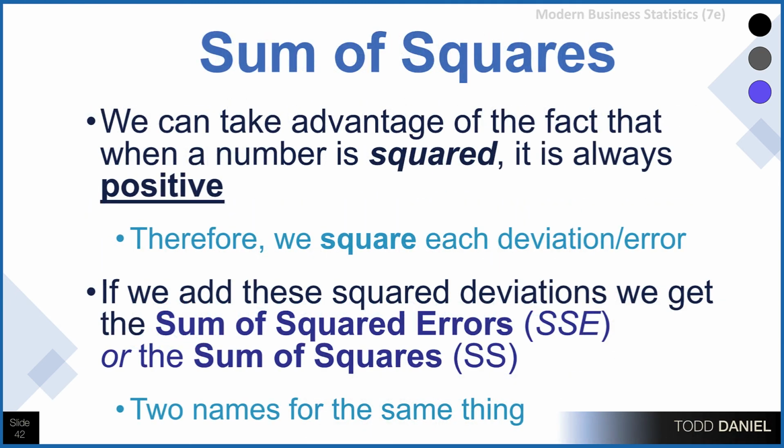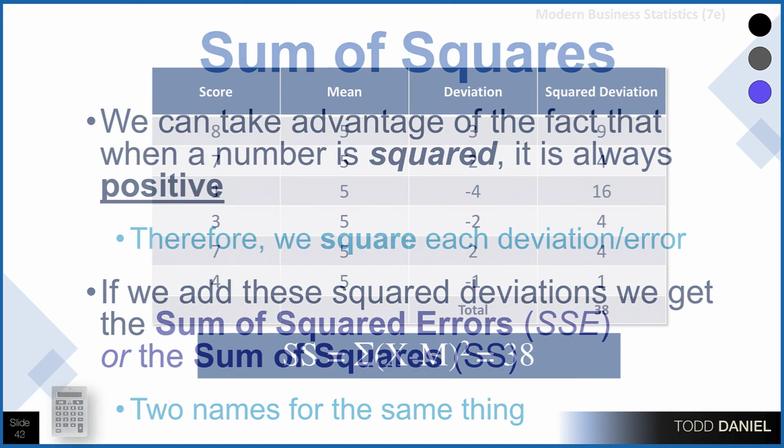So instead, here's what we're going to do. We're going to fix our problem of having positive and negative deviation scores by taking advantage of the fact that when we square a number, it makes that number positive. 2 squared is 4. Negative 2 squared is also 4. What we will then do is square all of these deviations, then we can add them up and divide by n. Adding up the squared deviations is called the sum of squared errors, or more commonly, the sum of squares.